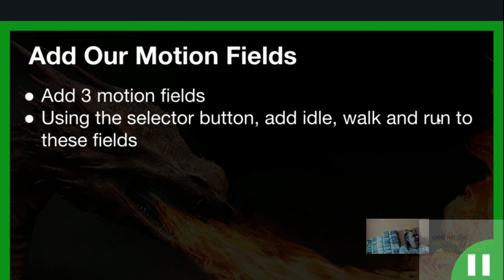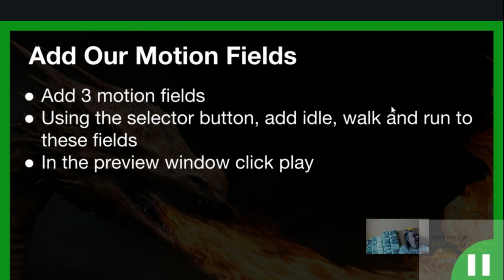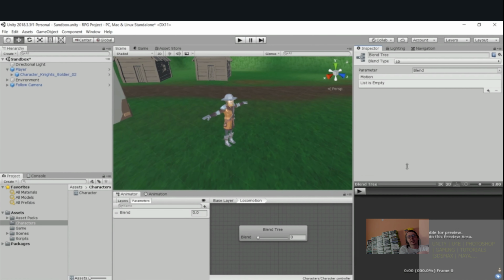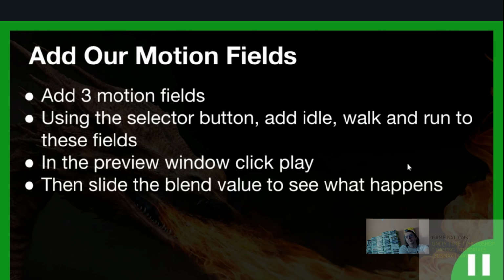So add 3 of them, and then using the selector button, that's the little circle with the dot in the middle, add an idle, a walk, and a run to these fields. And then in the preview window, click play. So this is the preview window that I was showing you just here before. And then slide the blend value. See if you can find the blend value to see what happens within our preview window.